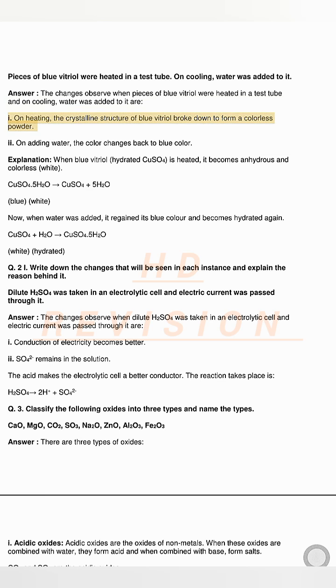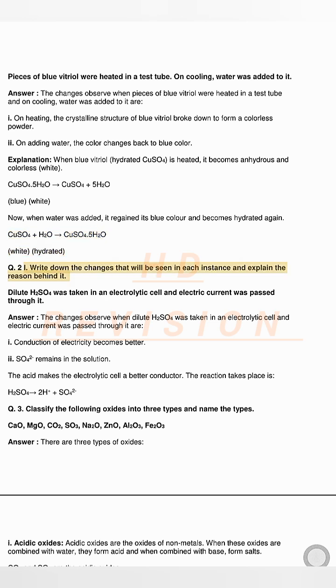I. On heating, the crystalline structure of blue vitriol broke down to form a colorless powder. E. On adding water, the color changes back to blue color. Explanation. When blue vitriol, hydrated CuSO4, is heated, it becomes anhydrous and colorless white. CuSO4.5H2O right pointing arrow CuSO4 plus 5H2O, blue, white. Now, when water was added, it regained its blue color and becomes hydrated again. CuSO4 plus H2O right pointing arrow CuSO4.5H2O, white, hydrated.